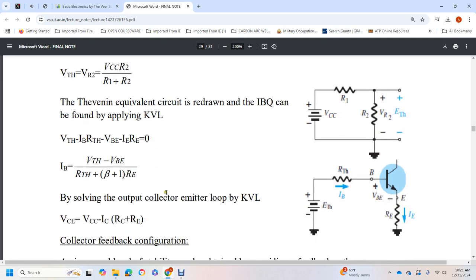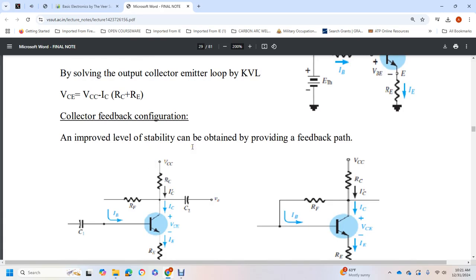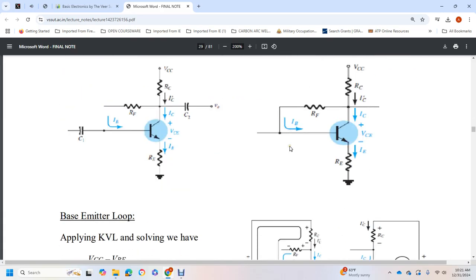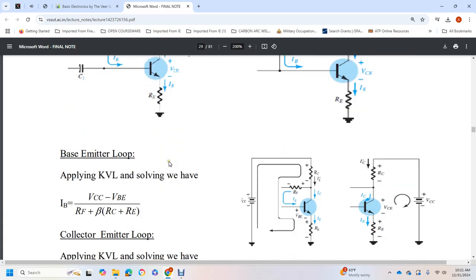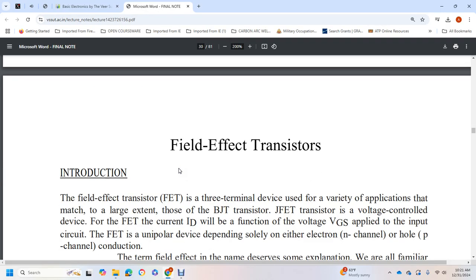By solving the output collector emitter loop by KVL. The collector feedback configuration improves the stability level obtained by providing a feedback path. Base emitter loop applying KVL solving, we have. Collector emitter loop KVL solving, we have.